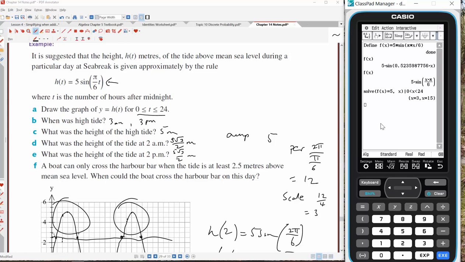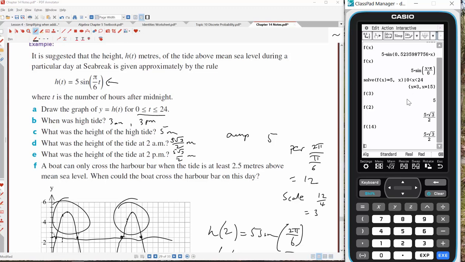All right, what was the height of high tide? To get that, I would do f(3), which is when high tide occurs, and get a height of 5. What was the height of the tide at 2 a.m.? That would be f(2), 5 root 3 on 2. Did I get that? Yes, I did. Good sign. 2 p.m., f(14).